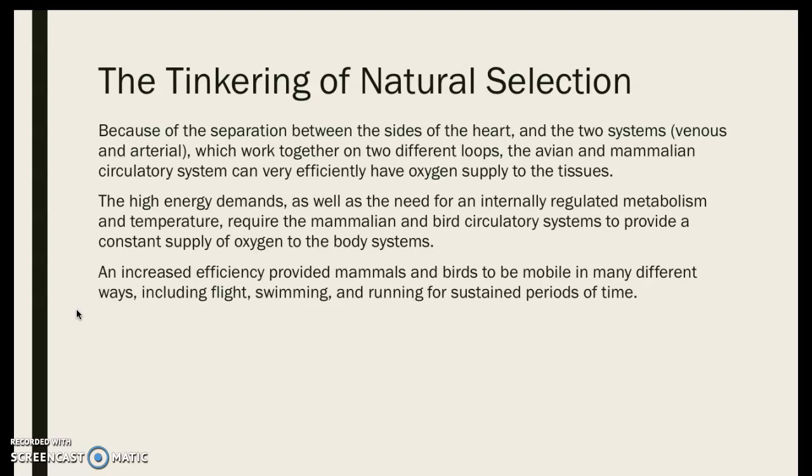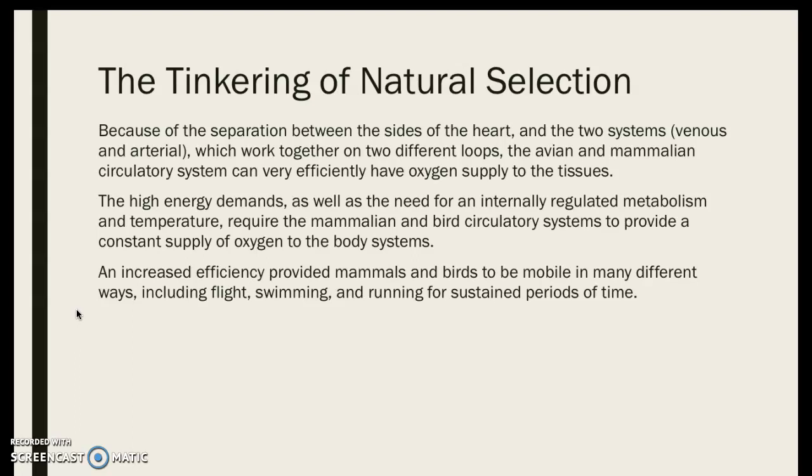As we've talked about a lot in this class, there is a major tinkering nature of natural selection. Because of the separation between the sides of the heart and the 2 systems, venous and arterial, which work together on 2 different loops, the avian and mammalian circulatory systems can very efficiently supply oxygen to the tissues.